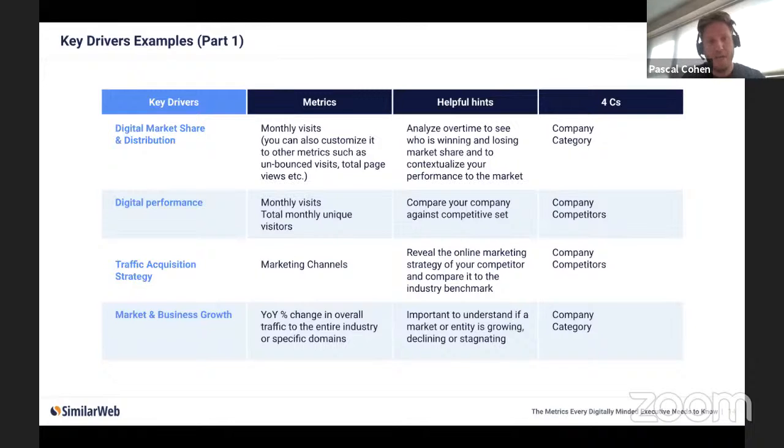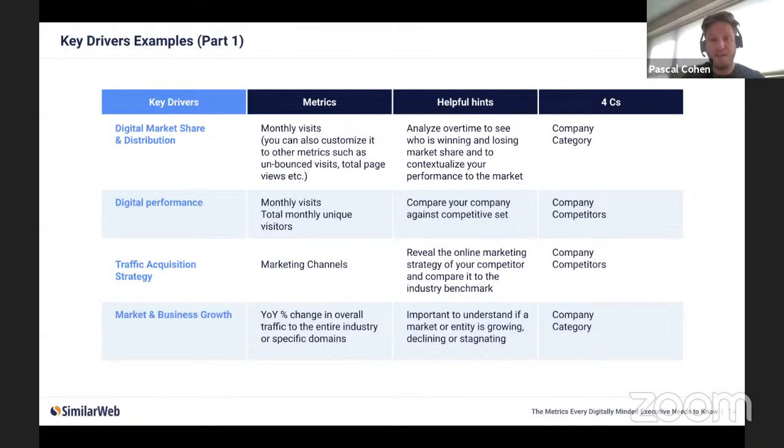The third part is traffic acquisition strategy. All the online marketing people here on the webinar will probably say, yeah, this is definitely what I'm doing, and this is exactly what we can help you with also. Traffic acquisition is all about the online marketing strategy of your competitors. And I will mention this a couple of times during our webinar today: it's not just important to compare yourself against your competitors, it's also important to benchmark your channel strategy against the industry benchmark.